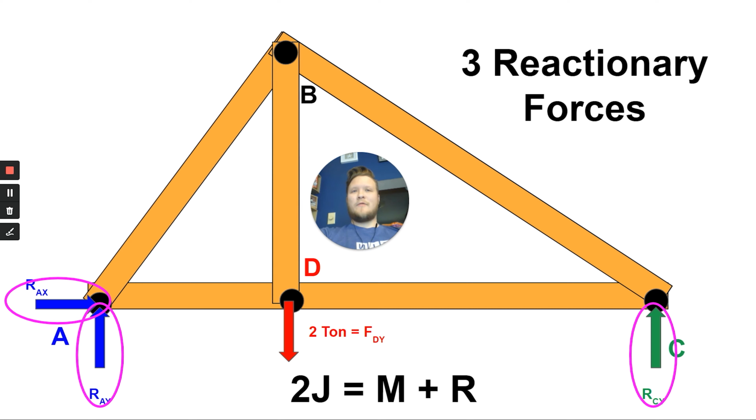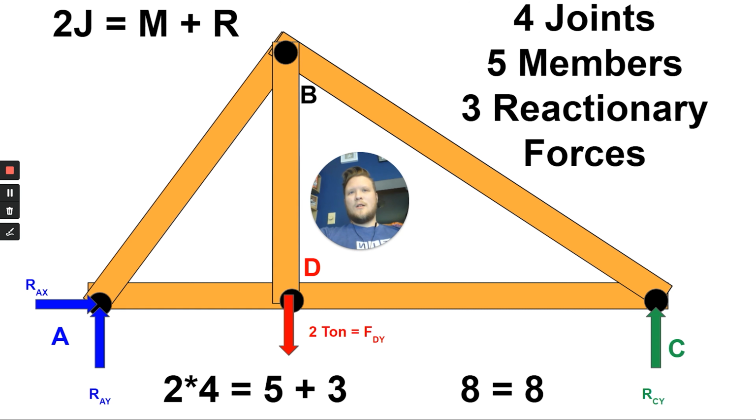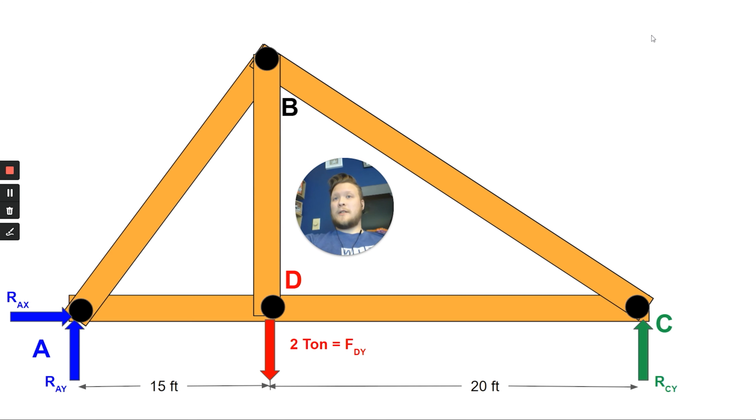And then we have 3 reactionary forces, RAX, RAY, and RCY. So we look at 4 joints, 5 members, 3 reactionary forces. 2 times 4 equals 5 plus 3. So 8 equals 8. And that's true. So that means this is a statically determinate truss, so we can move forward with solving it. Our first step when solving this truss is exactly the same as with our simple beams. We have to find RAX, RAY, and RCY.